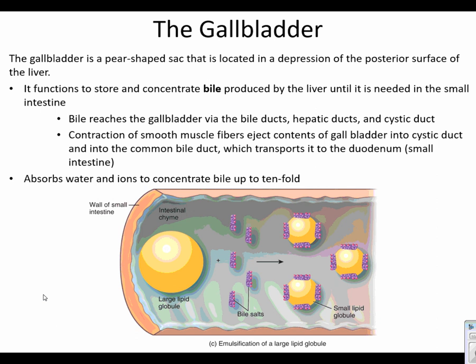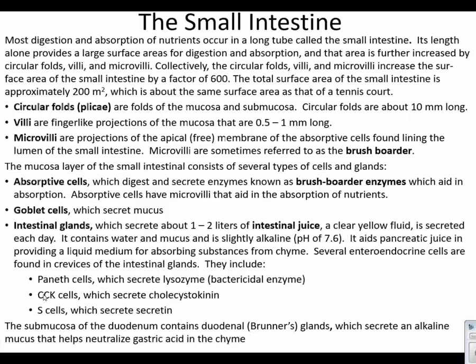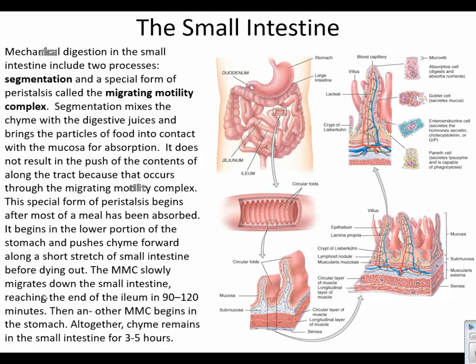The submucosa is where you find duodenal or Brunner's glands that secrete an alkaline mucus that, along with that sodium bicarbonate from the pancreas, neutralizes the gastric acid in the chyme. So that was related more to chemical digestion.